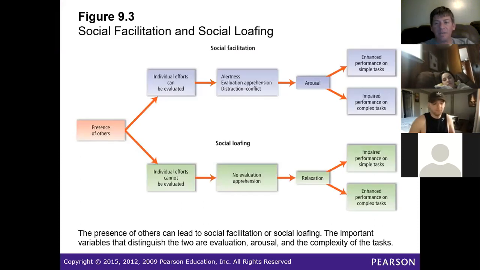So the beginning of this chapter is very repetitious, but they really want you to understand social facilitation and social loafing. One arouses you, the other one relaxes you. One, your efforts can be observed, can be identified. The other, it cannot. With facilitation, simple tasks, better performance, complex, worse. Social loafing, simple, worse, complex, better.